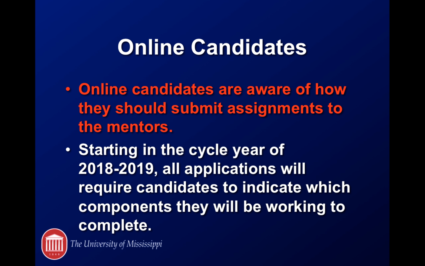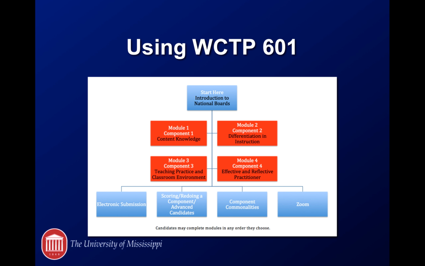Starting in the cycle year of 2018 and 2019, on all applications, online and face-to-face, candidates will indicate which components they will be working to complete. Mentors requested that information, so I've added it to the application, so that should help you guys a lot knowing where your candidates are and what they are working on.